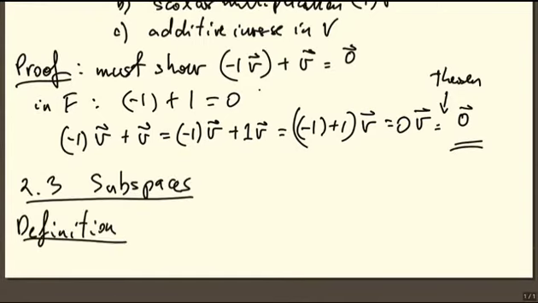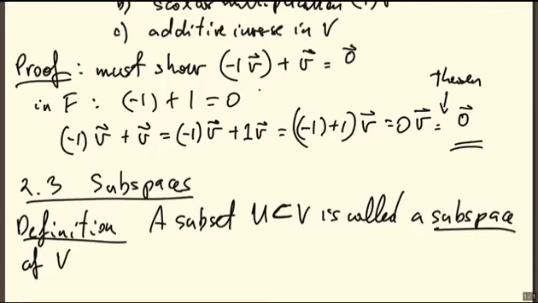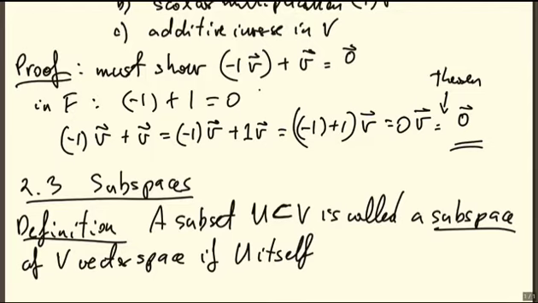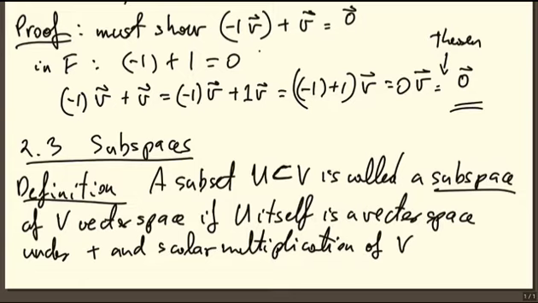Starting with the definition, a subset U of V, a vector space, is called a subspace of V if U itself is a vector space under the addition and scalar multiplication of the original vector space V.